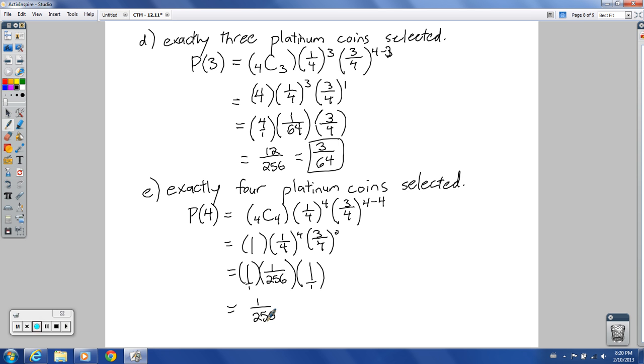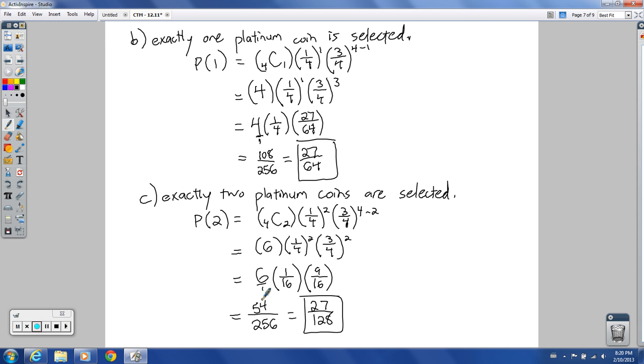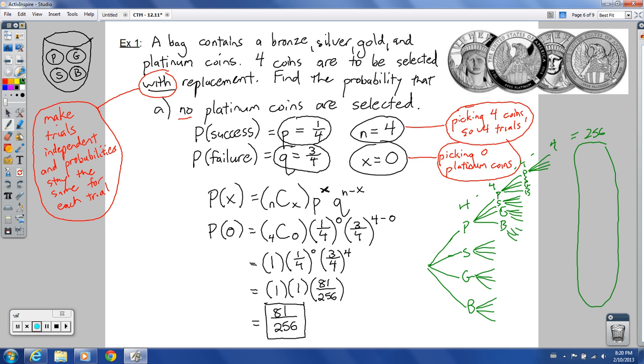That's 1/256. And so if you look at these, this is why I did this. 1 plus 12, okay, that's 13. 13 plus 54, that's 67. 67 plus 108, that is 175. And 175 plus 81, that is 256.